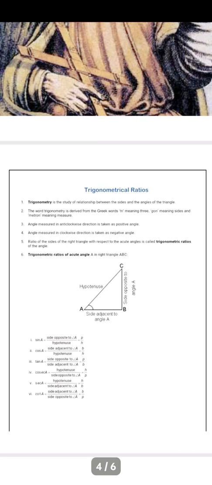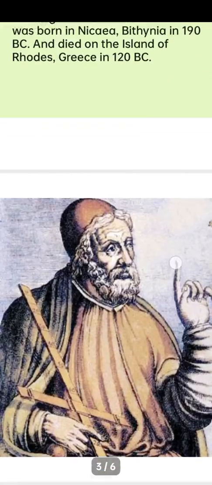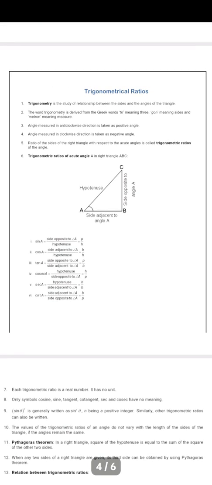Next, the word trigonometry is derived from the Greek words, as I told you. Tri means three, gon means side, metron means measure, meaning the measurement of the three sides, the measurement of the triangle. Triangle means tri, three, and angle; a figure which contains three angles is known as a triangle. So the measurement of the three sides is known as trigonometry.